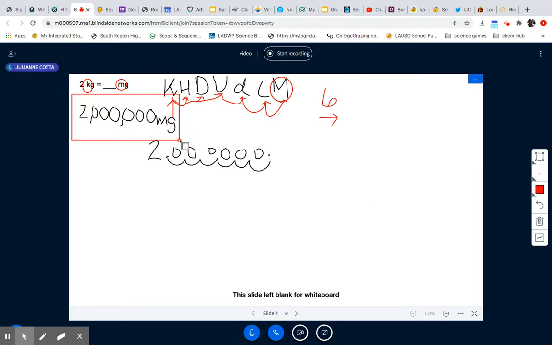Okay, so there it is. 2 kilograms equals 2 million milligrams. So the next video is about significant digits, and I'll make that into a separate video.